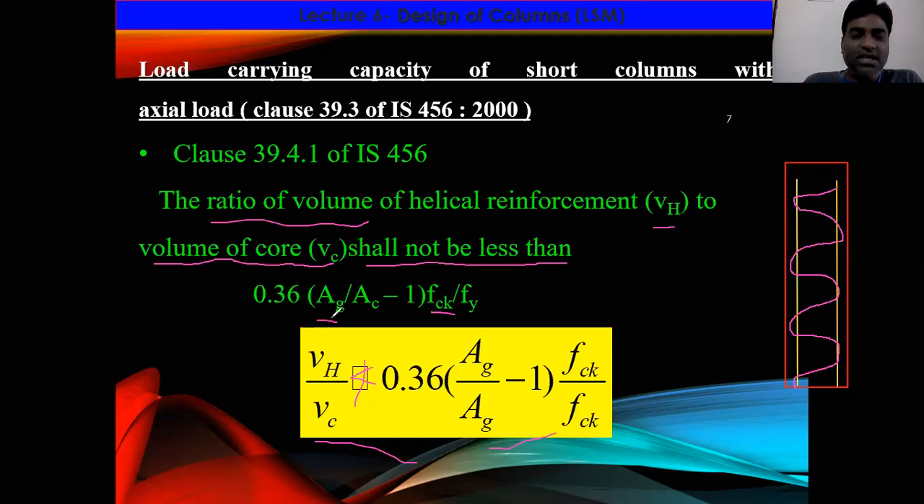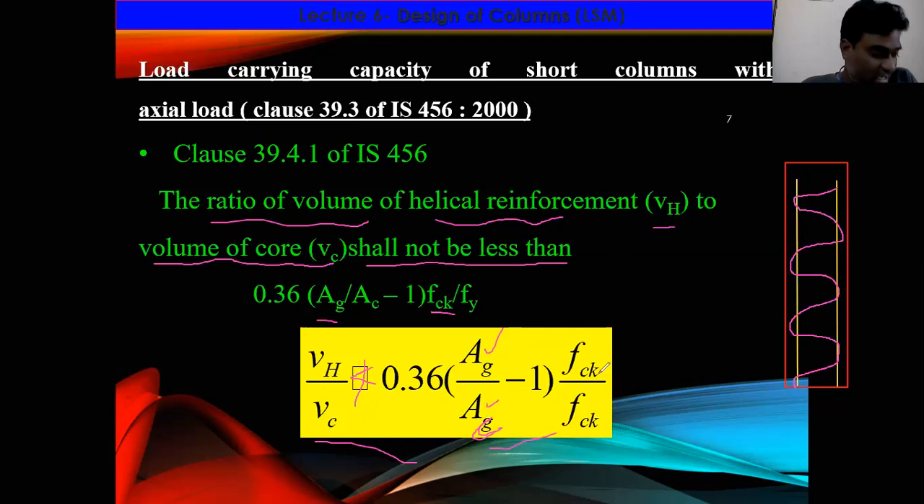So what is meant by Vh? Volume of helical reinforcement is already given in your code book. Vh is the volume of helical reinforcement. Vc is the volume of core. I will show what is meant by Vh and Vc. And Ag by Ac, where Ag is the gross area of the member, circular member, Ac is the area of concrete, minus 1.